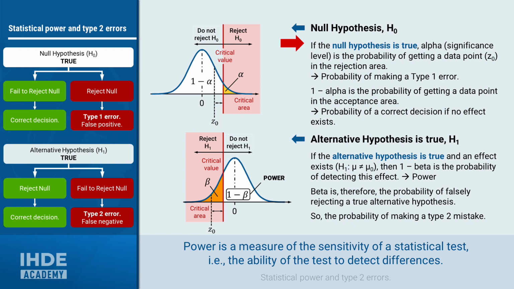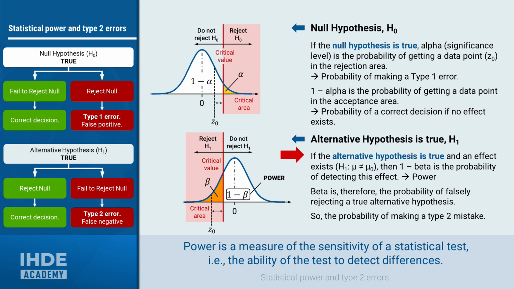If the null hypothesis is true, the significance level alpha is the probability of getting a data point, here Z0, in the rejection region. So this is the probability of making a type 1 error, that is, falsely rejecting a true null hypothesis. 1 minus alpha is the probability of getting a data point in the acceptance region. This is the probability of a correct decision when there is no effect.